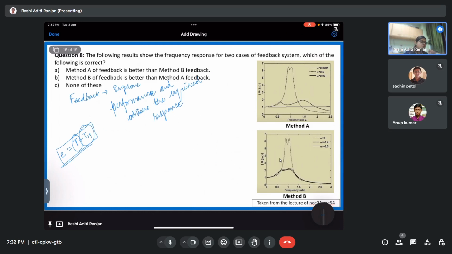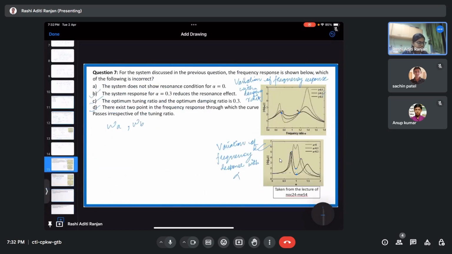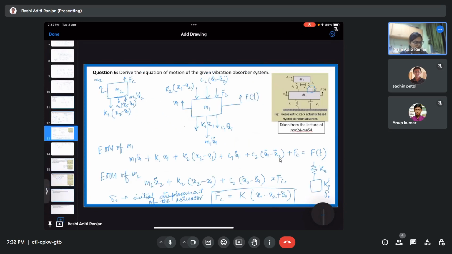So what was this piezoelectric stacked actuator, discussed over here in this system, actually doing? It was taking up the signal from M1, and depending upon that, it was providing some signal to M2. Depending upon the movement of M2, I was trying to mitigate the vibration at M1, right? So this is also a feedback control system.